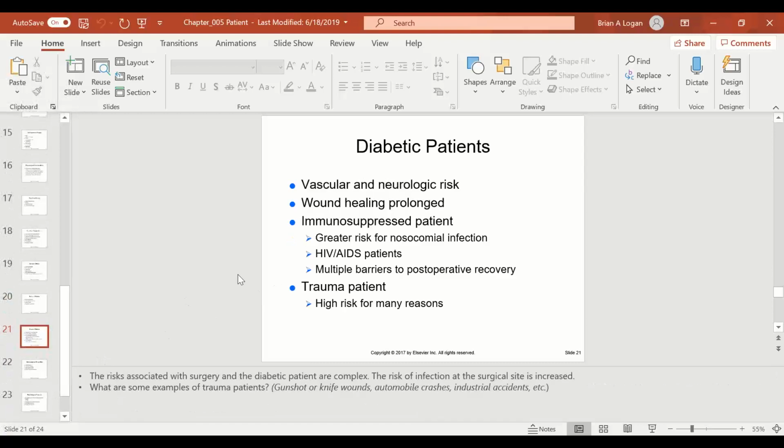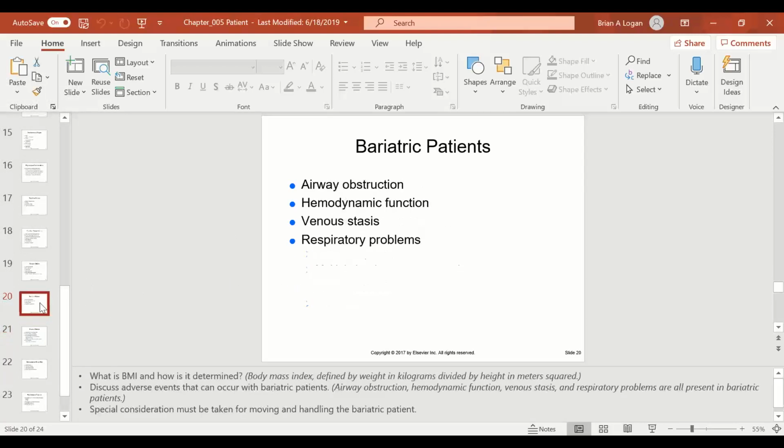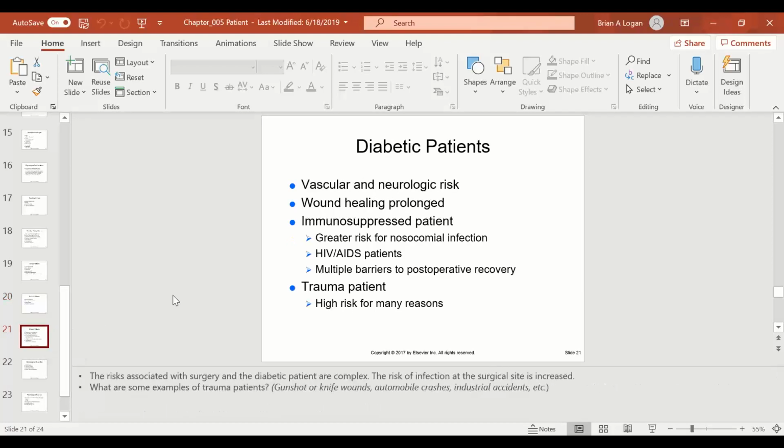And then we use special instrumentation on the bariatric patients because we need things that are a little bit longer to kind of get down into areas.